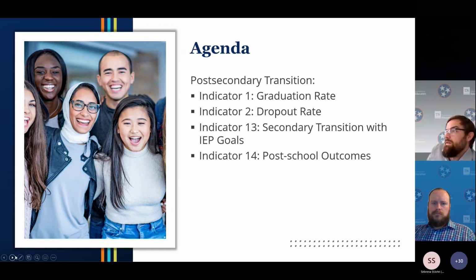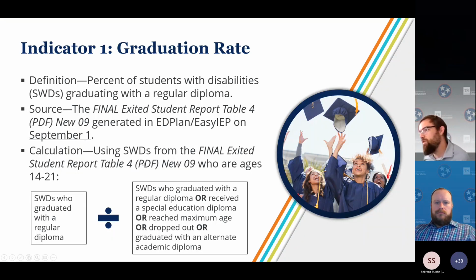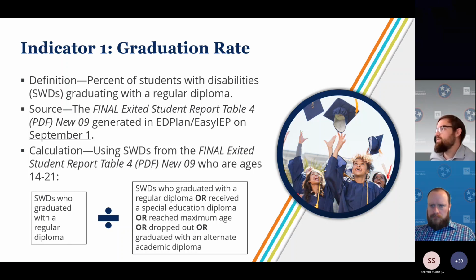All right. So let's start with indicator 1, graduation rate. If you've been in your role for a while, you may be familiar with the fact that this indicator changed recently. It used to be pretty much the same as the cohort graduation rate that's used for accountability. That's no longer the case. That change was made by OSEP to change the data source and the way this indicator is calculated.